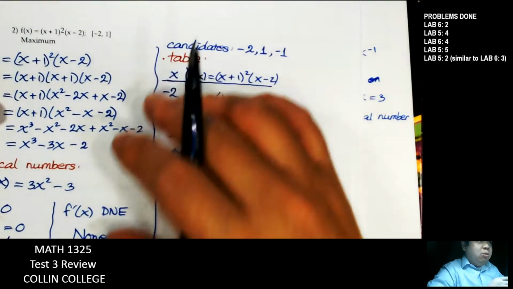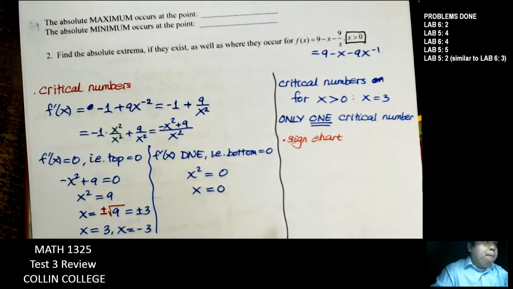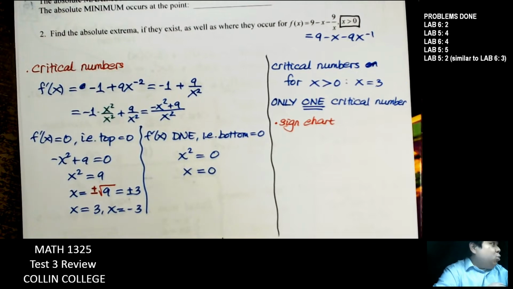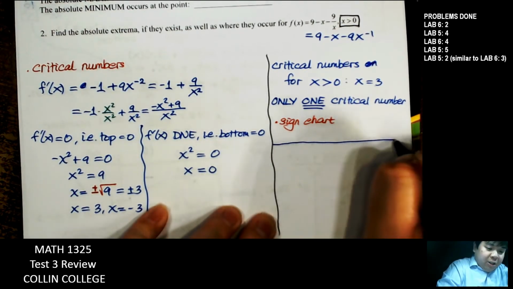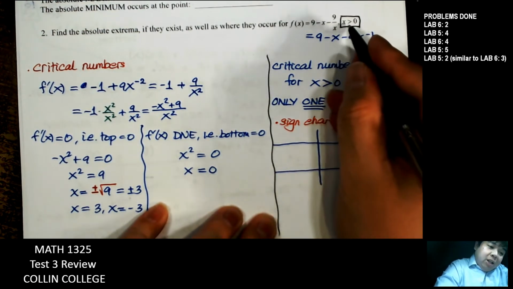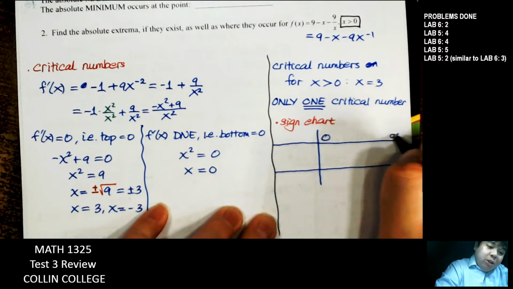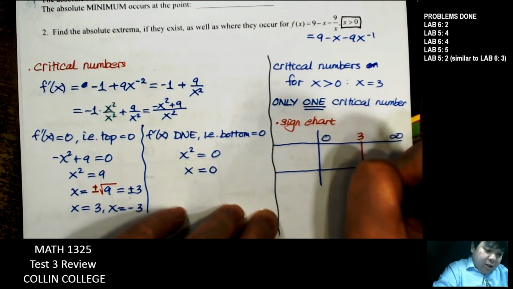Remember, we can only do this if we have one critical number. If not, we cannot. We just have to use the table, like this. If we have more than one critical number, use the table. We can use the table here too, but I think in class we did it differently. But this time, just do the sign chart.